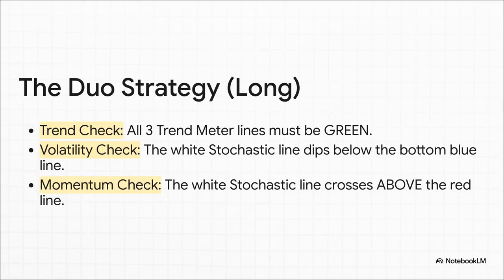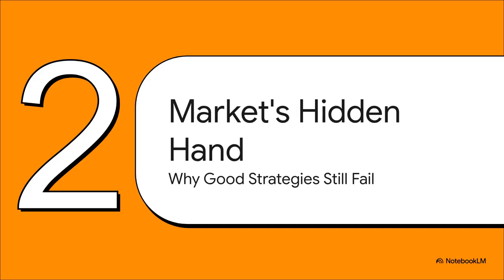So here's how the 1-2 punch works. Let's say for a long trade. First, our trend meter gives us the green light. All three lines are green, trend is up, awesome. But we don't jump in yet. We look down at our stochastic, and we wait for that white line to dip down and then cross back up. That's our confirmation that momentum is actually kicking in. So now we've got a solid, two-part rules-based strategy.